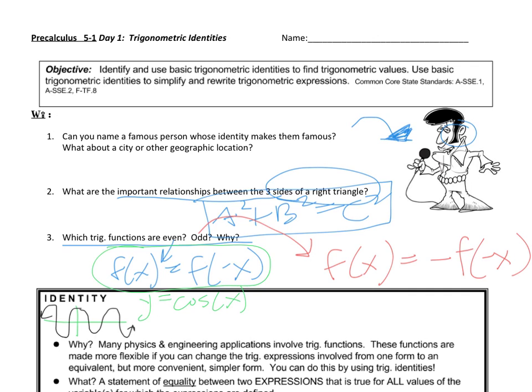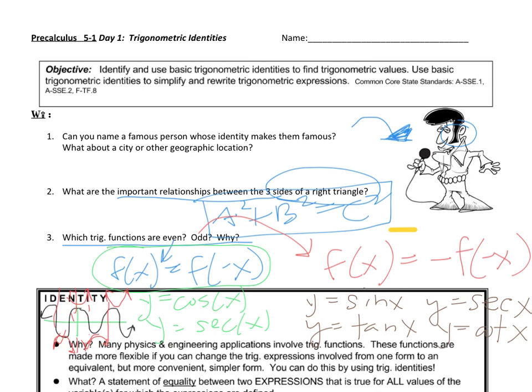And because secant is the reciprocal, I'm just going to draw in the reciprocal, and we would have those vertical asymptotes going through there. It would be an even function as well. So the two even functions are cosine and its reciprocal, the secant.